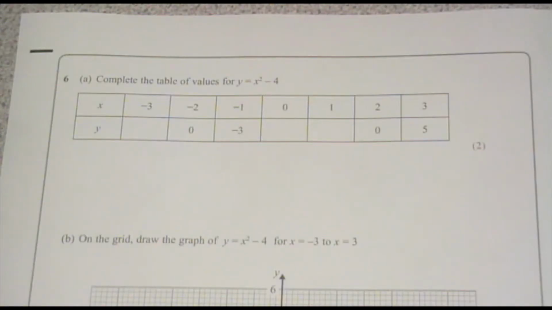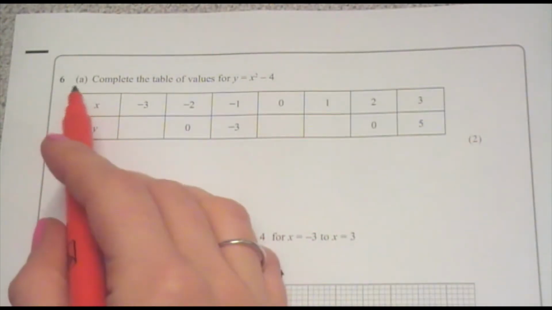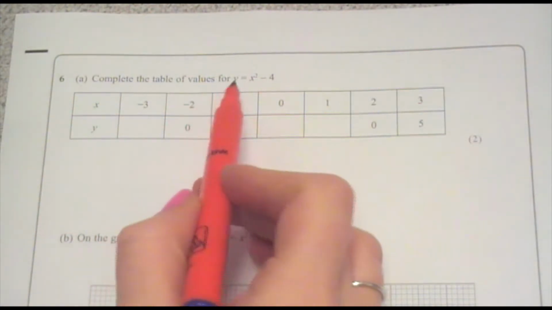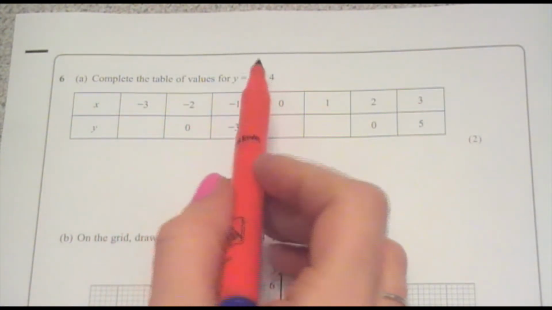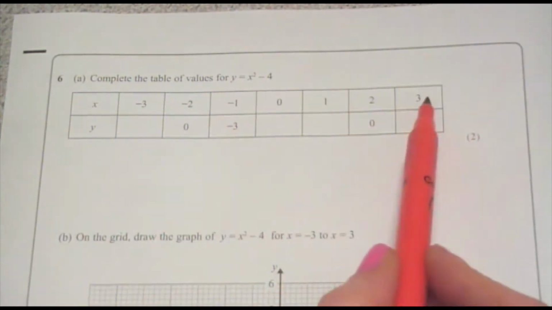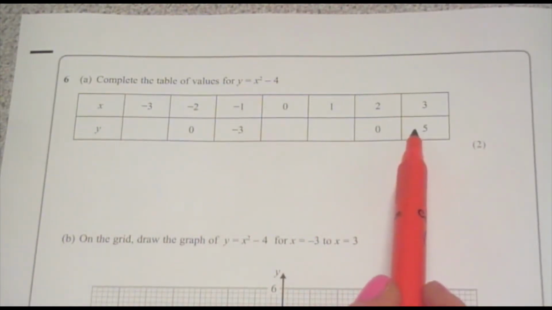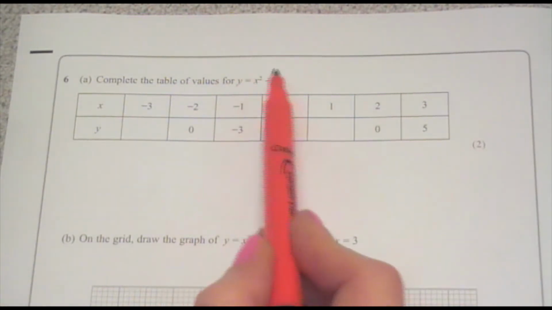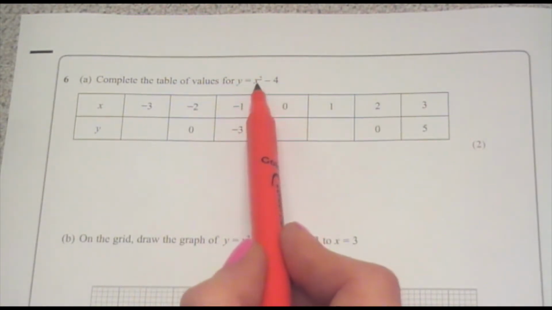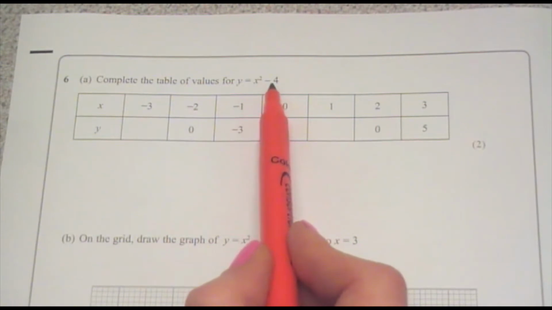Question 6, it says question 6a, sorry. Says complete the table of values for y equals x squared, take away 4. So I've got all my values of x that they want me to use, but I now need to find the rest of the y values they want me to have. Okay, and I do that by using this formula. So whatever my x value is, I need to square it and then take away 4.